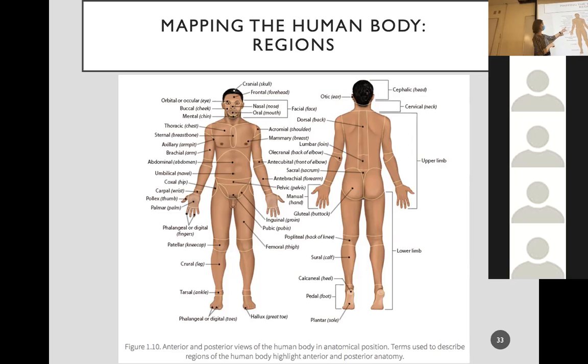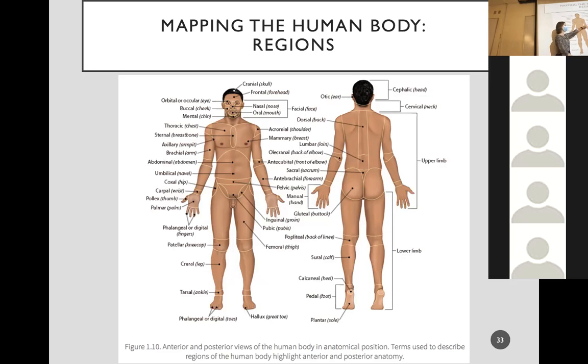Okay, moving into the arm. The upper arm is brachial. So anything brachial is referring to the upper arm. The lower arm is going to be antebrachial. So brachial and antebrachial. The upper and lower leg also have different names. They're not all just leg. So brachial, antebrachial.